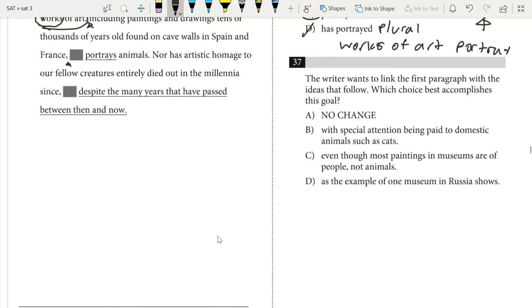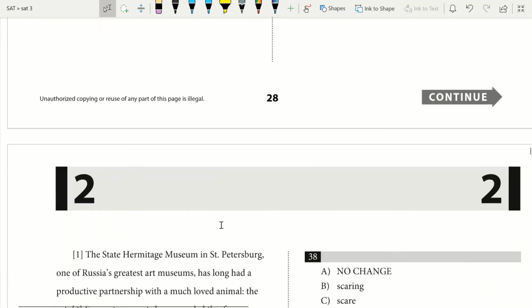Alright, nor has artistic homage to our fellow creatures entirely died out in the millennia since. Despite the many years that have passed between then and now, well, we don't need that, right? Because that's just redundant, because we said in the millennia since. So the writer wants to link the first paragraph with the ideas that follow. Which choice best accomplishes this goal? Well, we need to know the ideas that follow before we can answer this. We can get rid of A because that's just redundant, so we're not going to say that no matter what. But now we need to read through the rest, so we'll read through the next paragraph and come back.